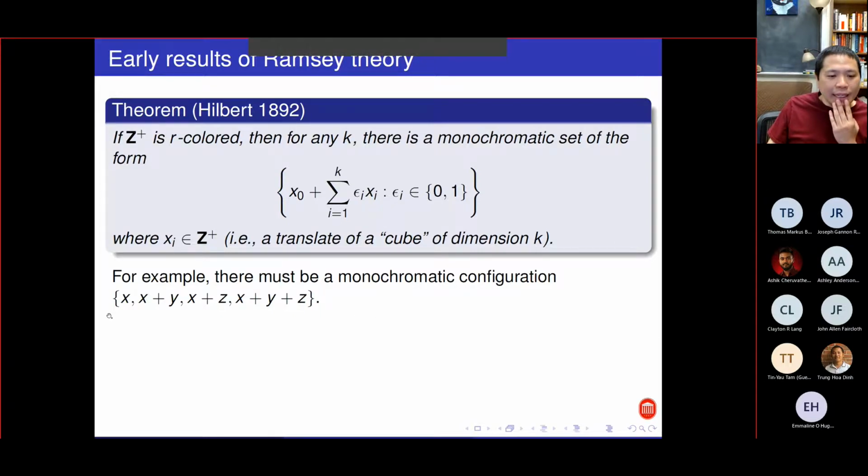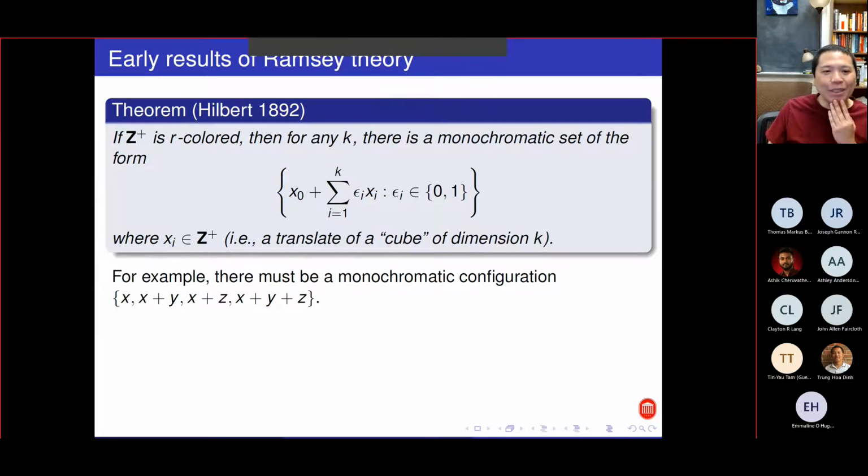Right. So this is a translate by x of a cube spanned by y and z. So it's a cube of dimension 2. Okay. So nowadays, if we see this theorem, then we say, wow, that totally makes sense, right? But 100 years ago, it was not completely natural. Who would think of this? Who would think about monochromatic cubes?